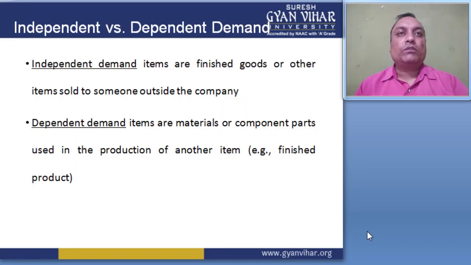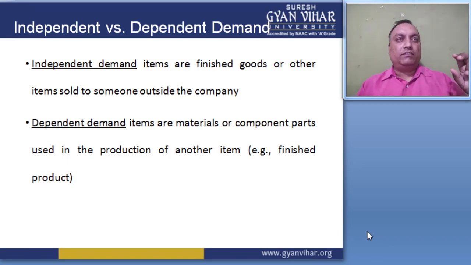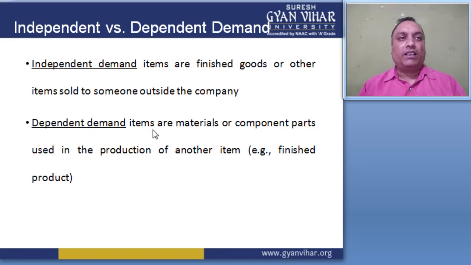In this slide, this shows some independent and dependent demand, and some products are independent of other products, and these items are finished goods or other items sold to someone outside the company. So this comes under the independent demand of the item, and some items are dependent demand items. These items are materials or components, parts used in the production of other items. Example, finished products and other things. So these kinds of items are related to this inventory level. So these are the 2 types of item.